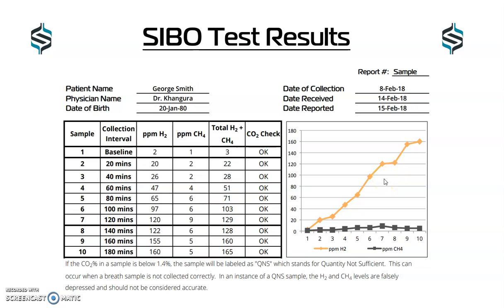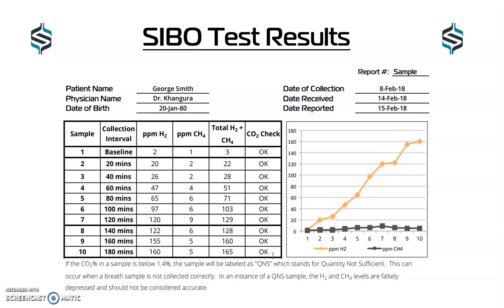So going back to the report here, we can see that we're testing methane and hydrogen. This is methane, this is hydrogen gas, over a period of time. We're also going to add up the methane and hydrogen together. And then they're also going to check for CO2, and CO2 is a measure of the integrity of the sample, so we know if a sample is incorrectly taken.